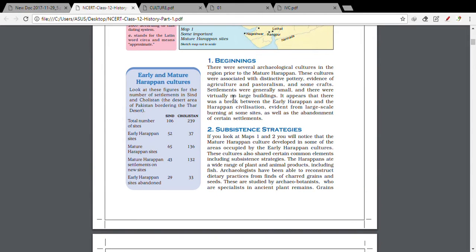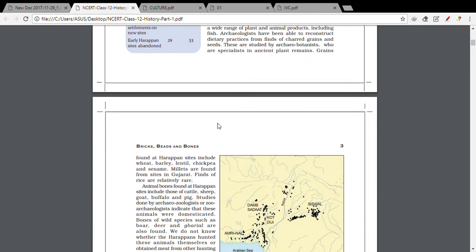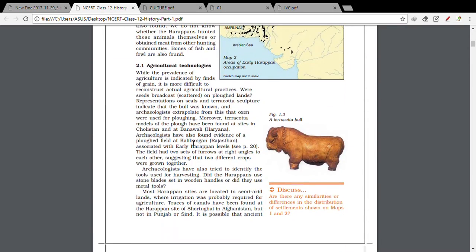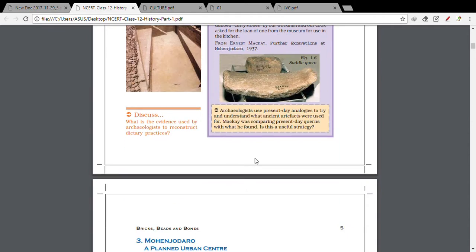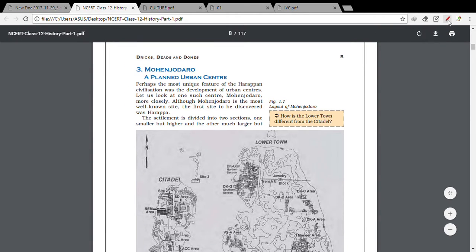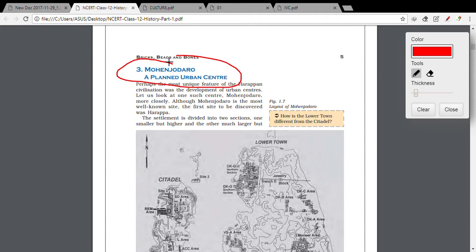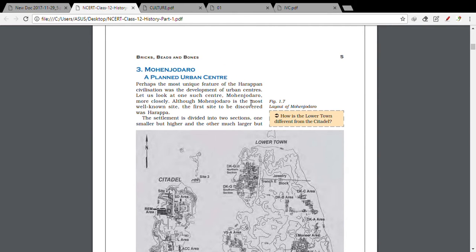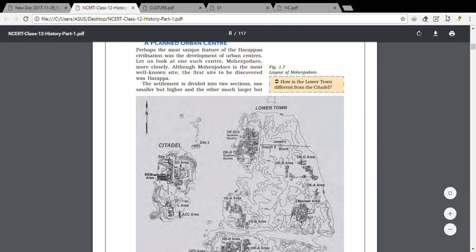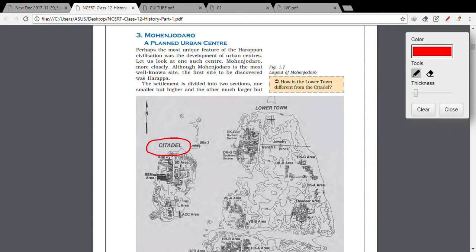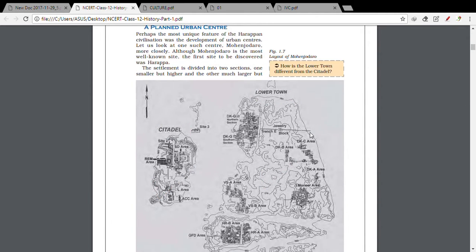So they are talking about the beginnings of that civilization, the subsistence strategies, the agricultural technologies, and the urban planning, which is an important aspect of the Harappan civilization. And to describe the urban planning, they have taken Mohenjo-daro as an example. So from this map we can clearly see that there are two important parts, citadel and lower town. So there was planning. These are the higher areas, these are the lower areas. We will come into it later.